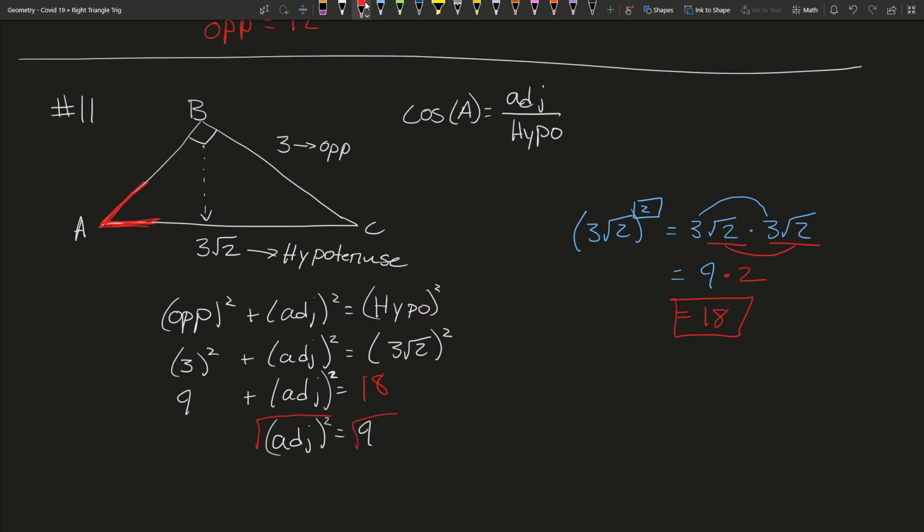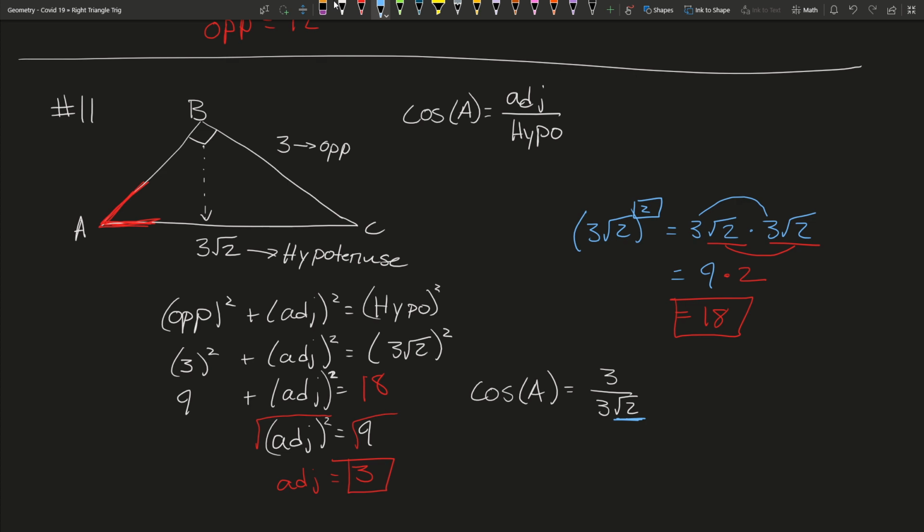So if we take the square root of something squared, that's just what's inside. And then the square root of 9 is 3. And then we can plug this in. And that looks like you're done. But that is not a rational answer. Okay? So whenever you have a square root in the denominator, that is not a rational fraction.